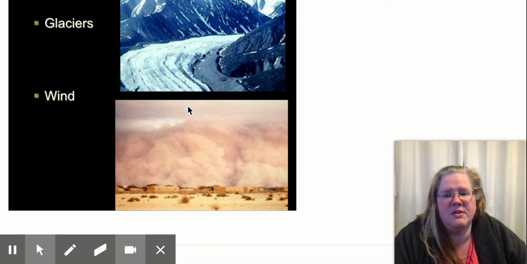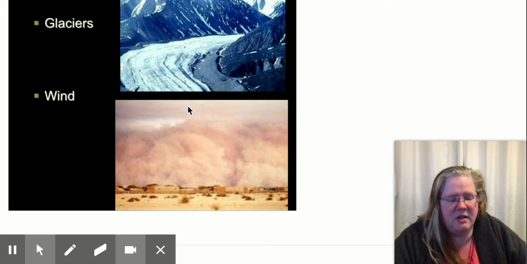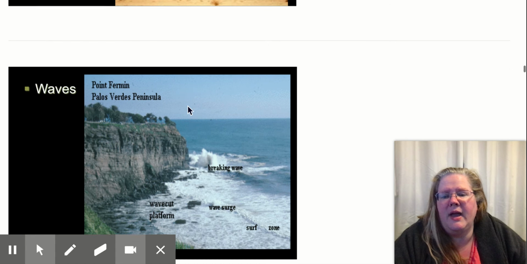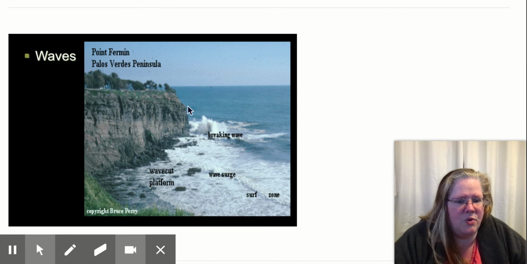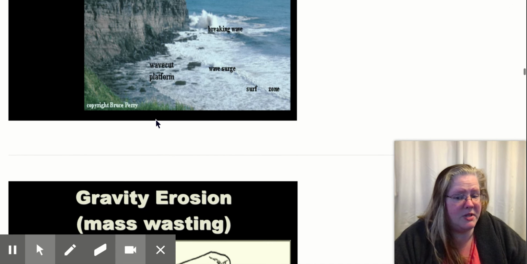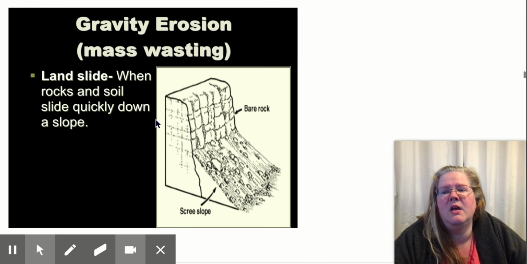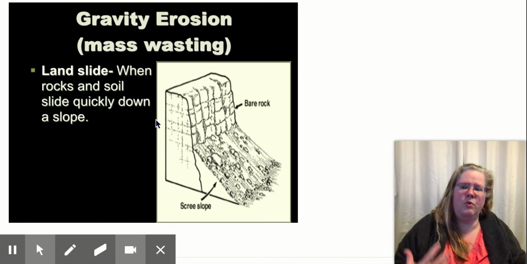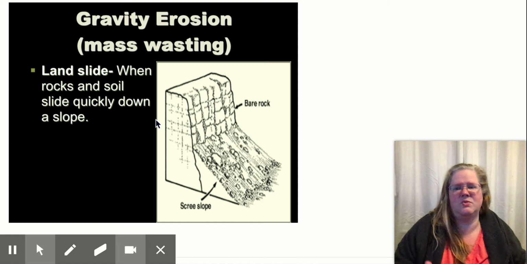So wind, also a great transporter of material. Our Great Plains have had a lot of soil loss due to winds moving the sediments away. Waves are also good destroyers of sediment. They crash and wear away relentlessly day after day, and these cliffs will eventually move back. Rivers can do that too. Remember the cut bank in our rivers. So gravity, erosion, all of that is mass wasting.